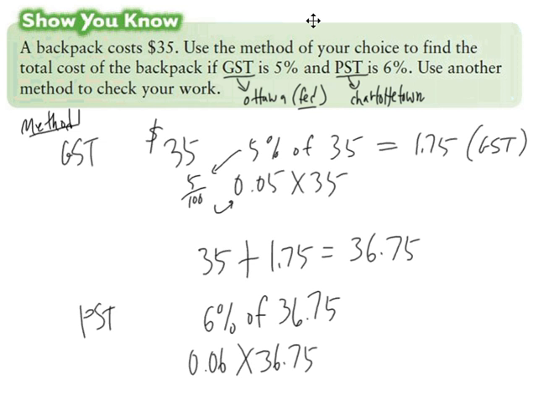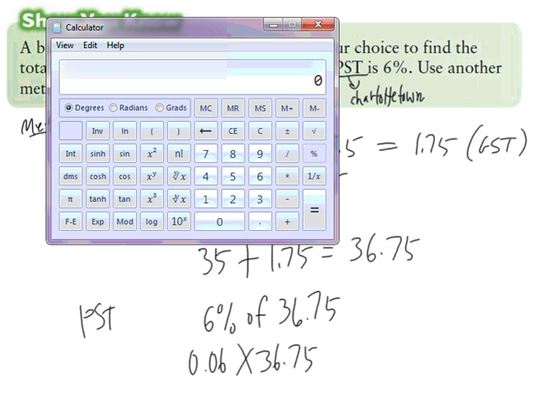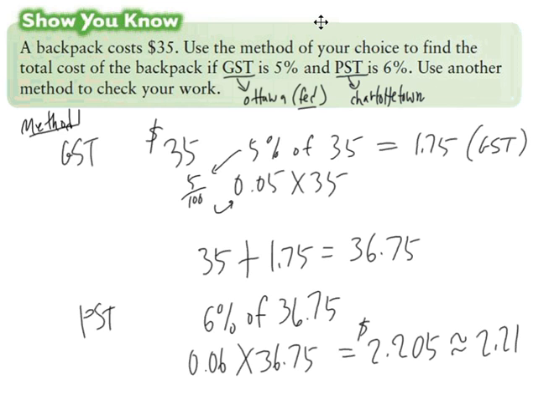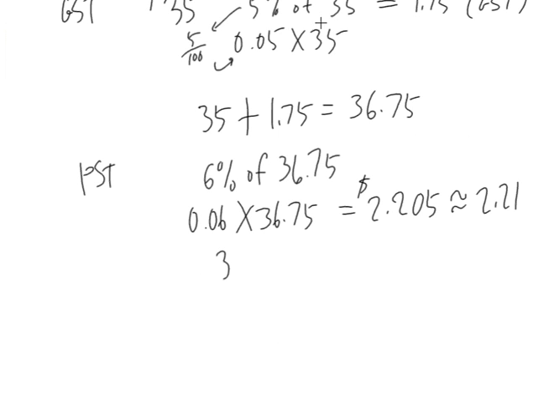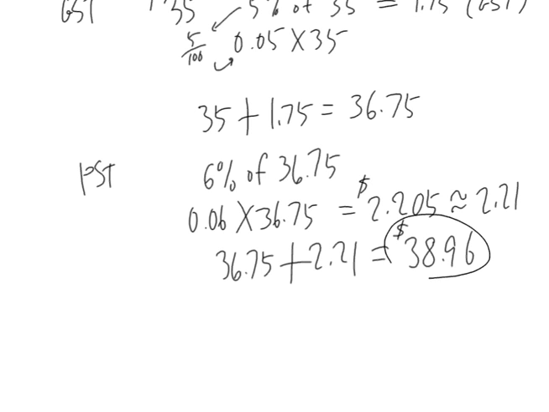The amount of tax I'm going to pay on this for Charlottetown is 6% of $36.75. So the amount of tax that Charlottetown gets, or whatever province it is, is approximately $2.21. We're going to round that to the nearest penny. So then you take the cost of your backpack with the GST, add to it the cost of the PST, and you get $38.96. And that would be the price you pay for the backpack, including your GST and your PST.